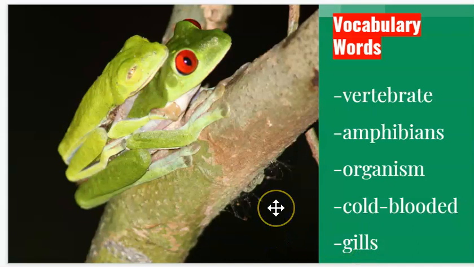And gills, that is an organ that allows animals to breathe underwater. So when frogs first begin as an egg, they turn into a tadpole and they are able to breathe underwater with their gills. They then go through metamorphosis and become a frog where they are on land and they are able to breathe the air with their lungs.